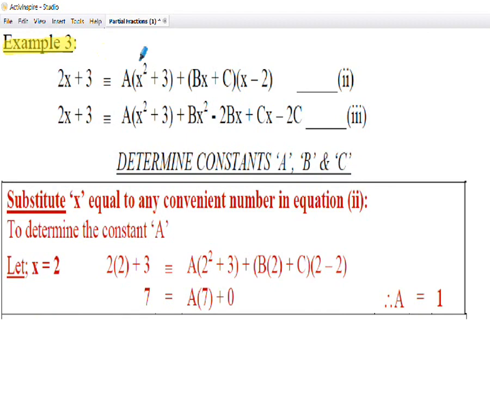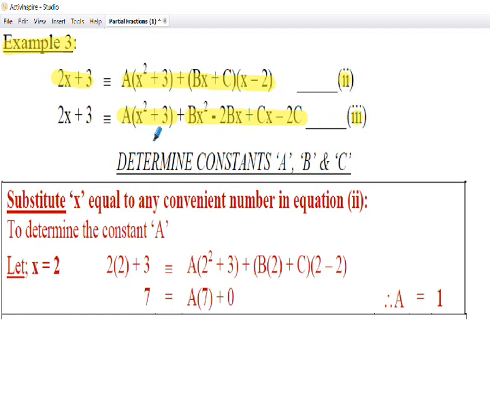Example 3 here, equation 2, all I've done is equate the numerators from the previous slide to get equation 2. And for equation 3, I've just expanded part of equation 2 to make the terms easier to understand. On the right hand side I've left the a times x squared plus 3 because that's clear to understand, the x squared and the constant term there. But I have expanded the bx plus c times x minus 2 brackets of equation 2 to give me bx squared minus 2bx plus cx minus 2c. Just an expansion of brackets there. It makes the terms easier to see when you're comparing coefficients.